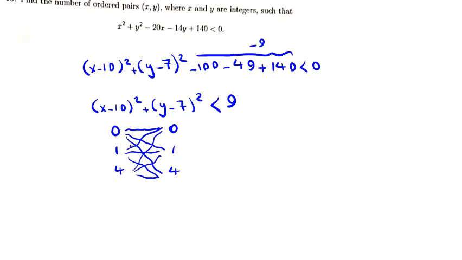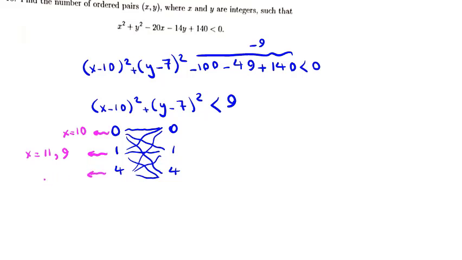So the first one, x minus 10. At first, let's consider the cases for these. If x minus 10 is 0, x is 10. For this one, x minus 10 is 1 or negative 1, so it's 10 plus 1, which is 11, or 10 minus 1, which is 9.